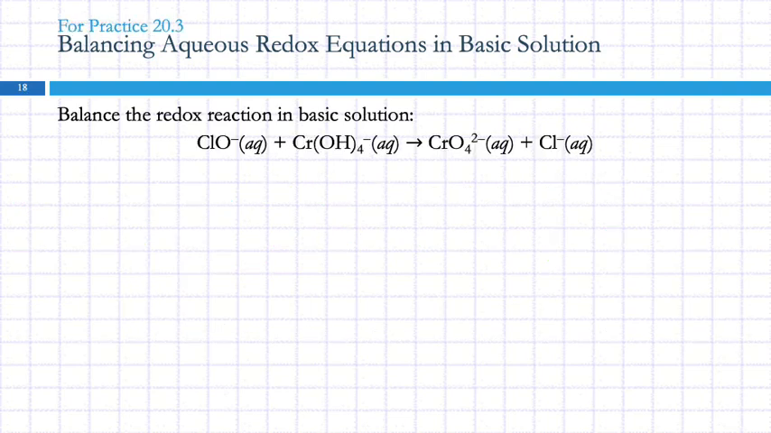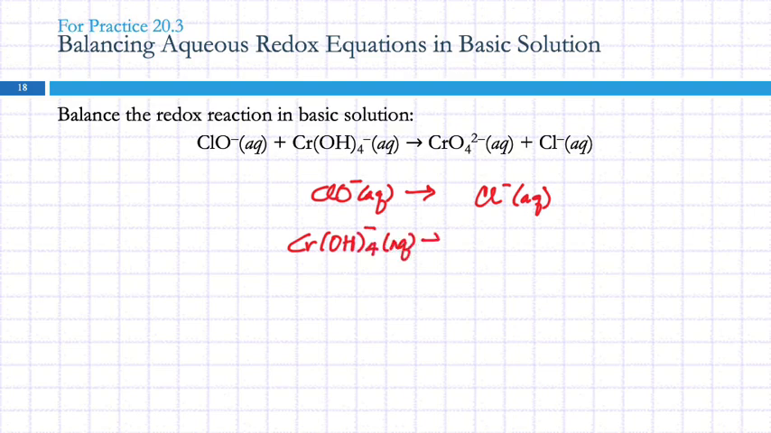Okay, so here's one more example. You've been working on this on your own, so I'm going to go through it kind of quickly. Stop me if you have any questions. So we make two half reactions. So ClO minus, oops, fix that. And the Cl minus is going to go on this side. And then the Cr(OH)4 minus on that side. A little squishy, but that's okay. And CrO4 2 minus over here.